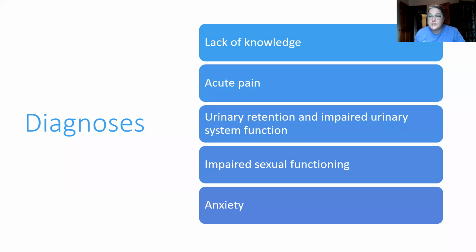So diagnoses, we're going to be working with people for nursing diagnoses with lack of knowledge, acute pain, urinary retention, impaired urinary system function, impaired sexual functioning, and anxiety, as well as there's a risk for infection, but that risk is usually not what we're educating them on when it comes to prostate cancer. Usually we're educating them on these 5 things.